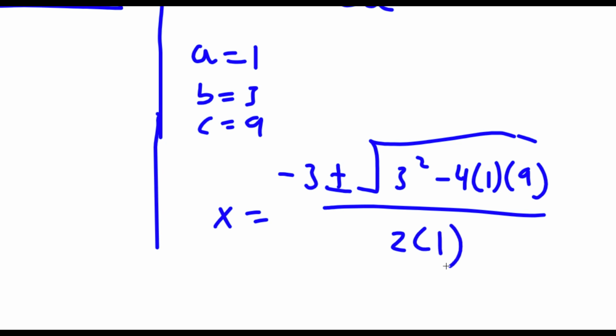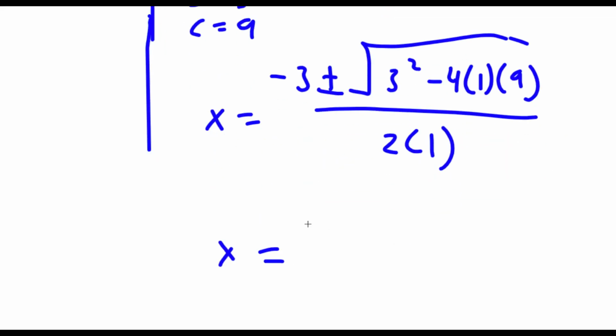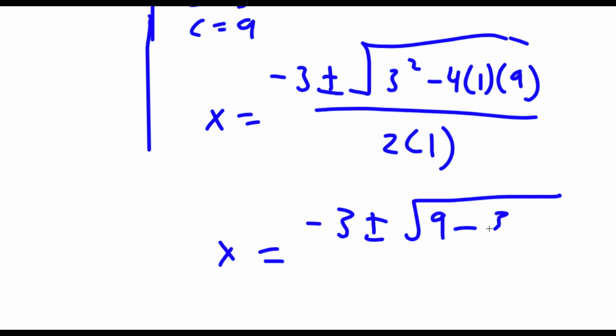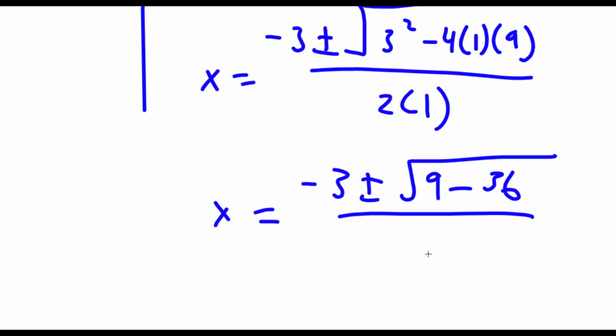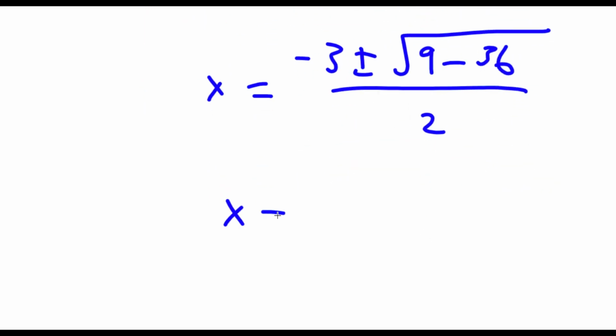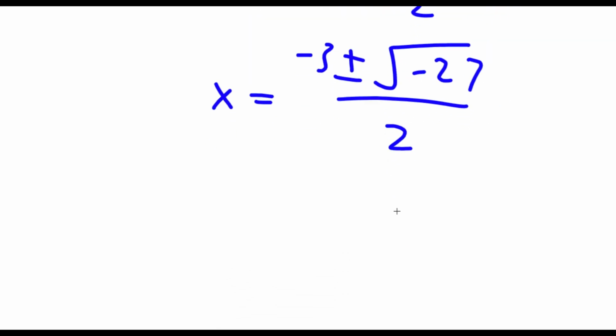so 2 times 1. So now I have x equal to negative 3 plus or minus the square root of 3 squared, which is 9, minus 4 times 1 is 4, 4 times 9 is 36, all over 2 times 1, which is 2. And now I have x equal to negative 3 plus or minus the square root of 9 minus 36. That's equal to negative 27 over 2.